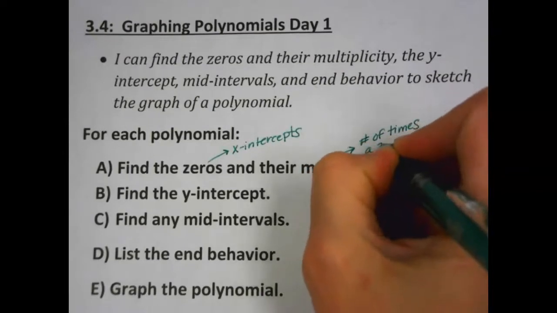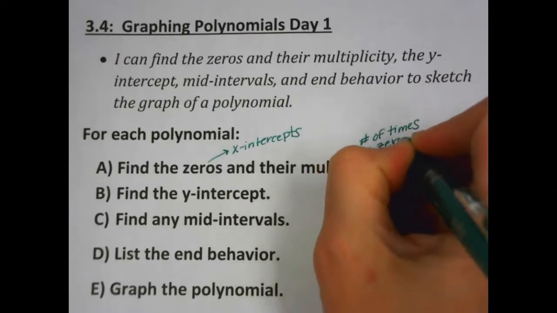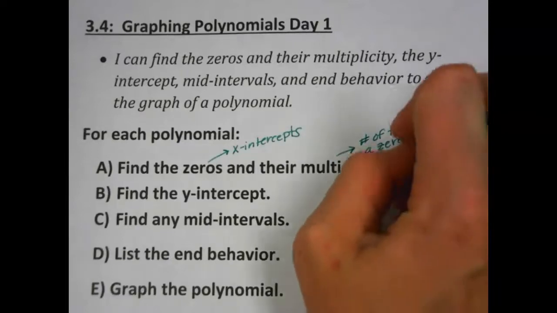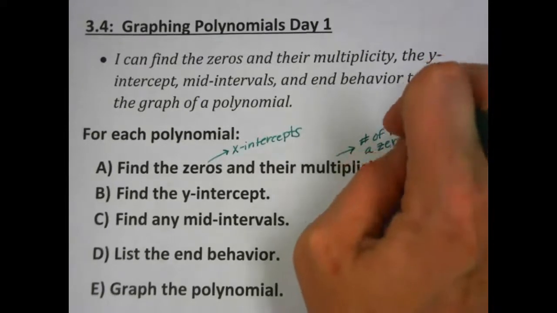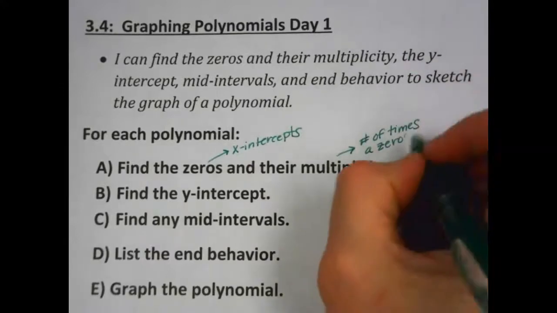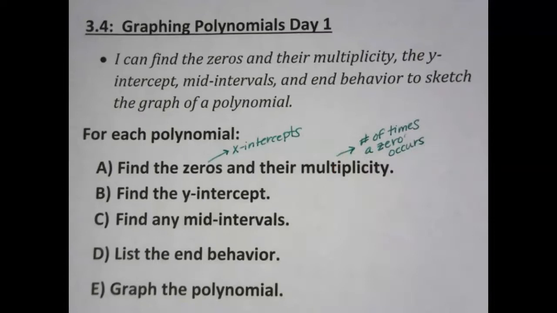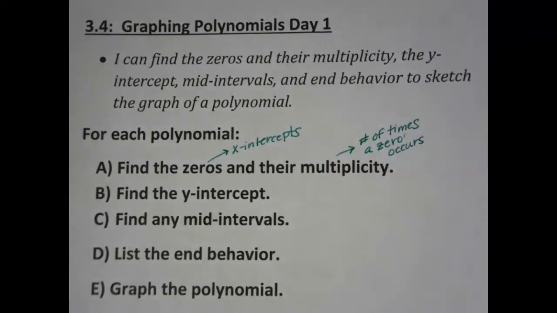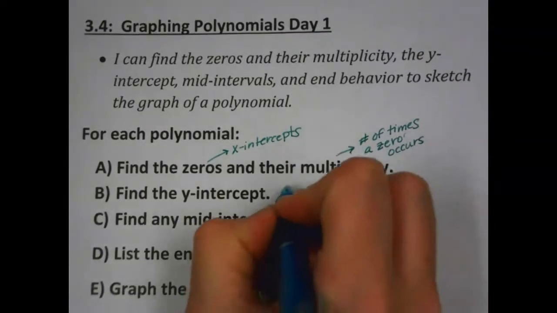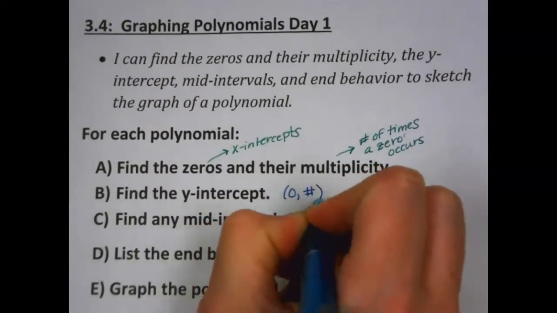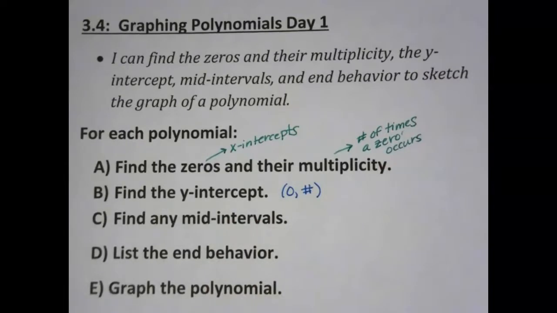So if 3 is a 0 and it shows up 2 times, it would have a multiplicity of 2. And we'll talk more about what that means. We want to find the Y-intercept. Remember, for Y-intercept, that's when we are putting a 0 in for X and trying to figure out what the Y value would be.